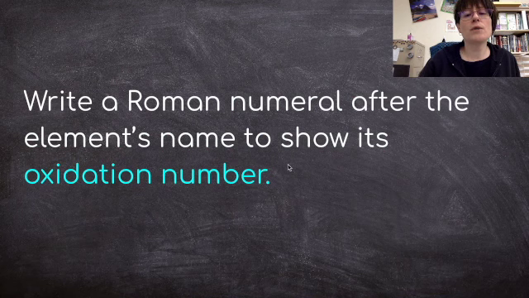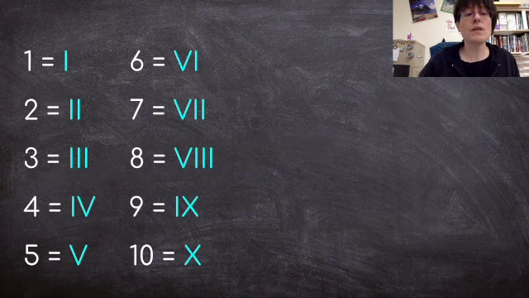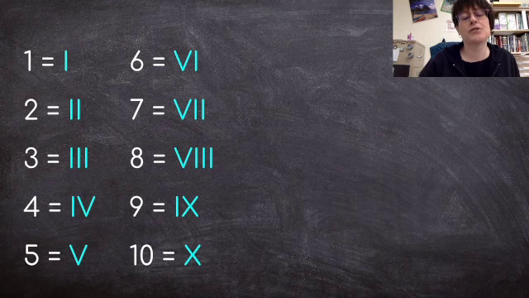We write a Roman numeral after the element's name to show its oxidation number, not the number of atoms. Just as a reminder, here are your Roman numerals. Copy these down so that you remember them in case you've forgotten. These are capital letter I's here. So 1 is just a capital letter I, 2 capital letter I's, and so on.